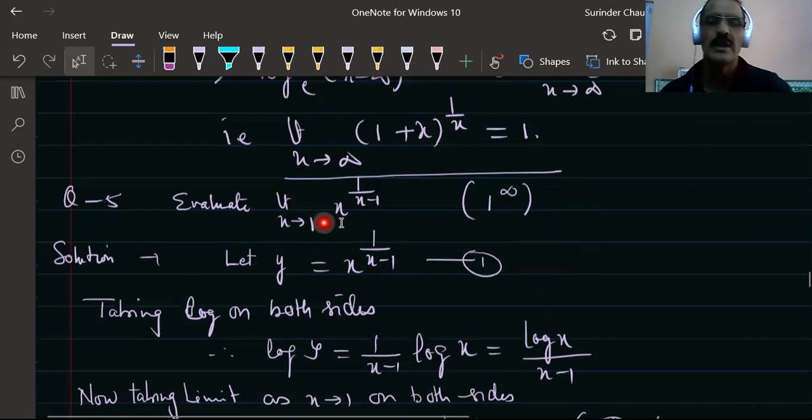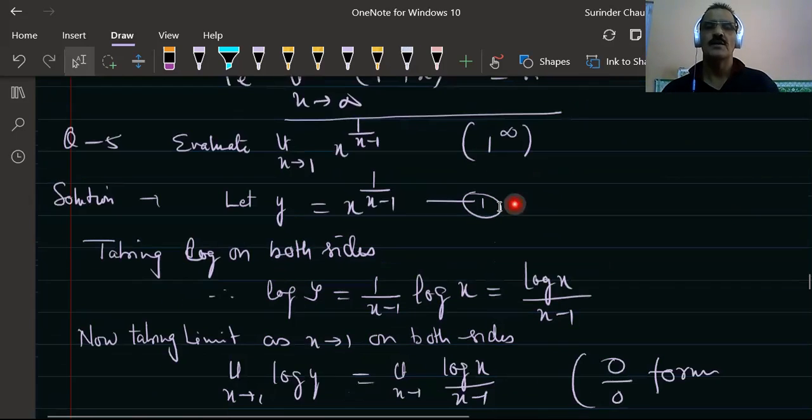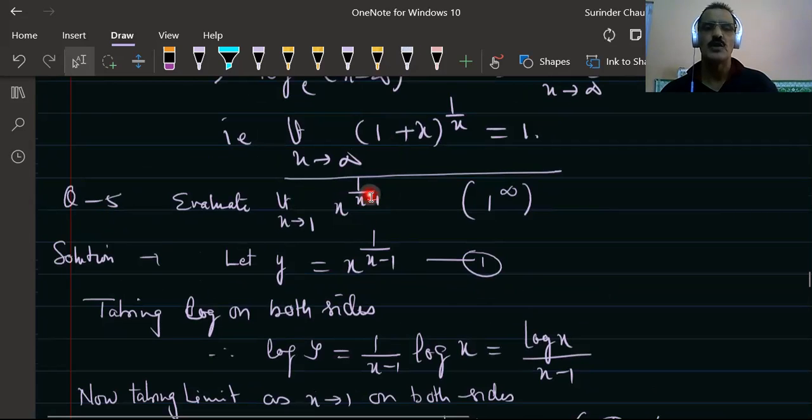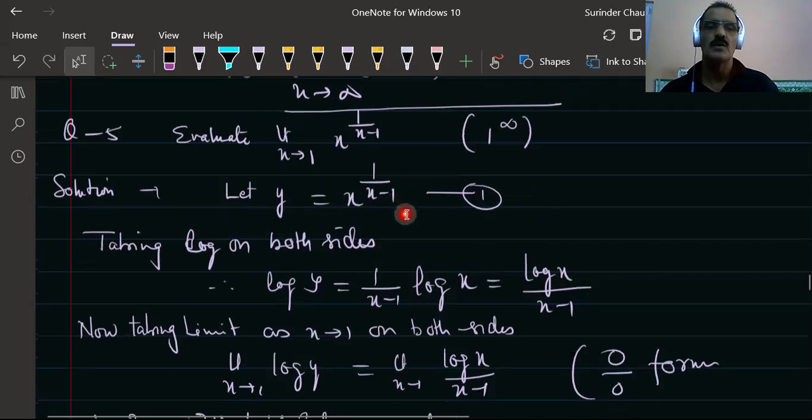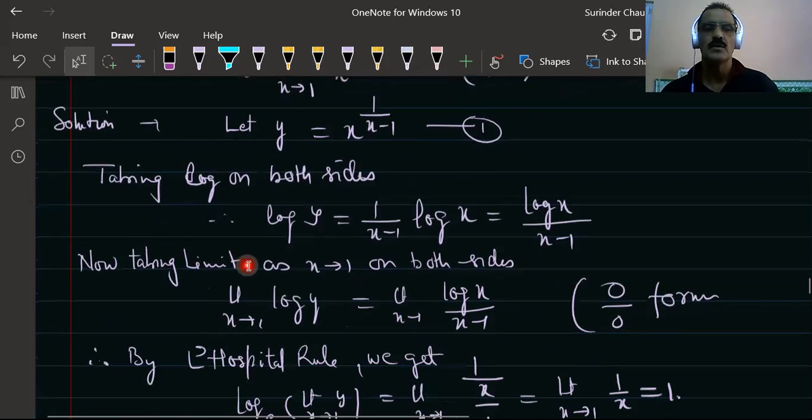Now evaluate the limit x to 1 of x to the power 1 upon (x minus 1). Check which form this is: 1 to the infinity, a variable in the exponent. Same procedure: y is equal to x to the power 1 upon (x minus 1). Taking log on both sides using the formula log m^n = n log m. Now log of y, taking the limit x to 1 on both sides.